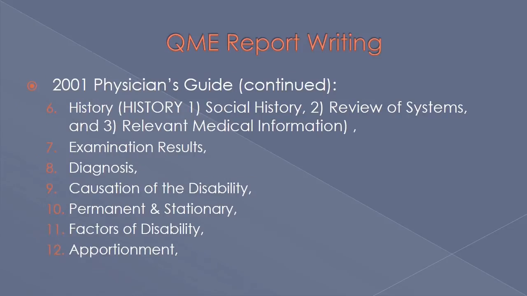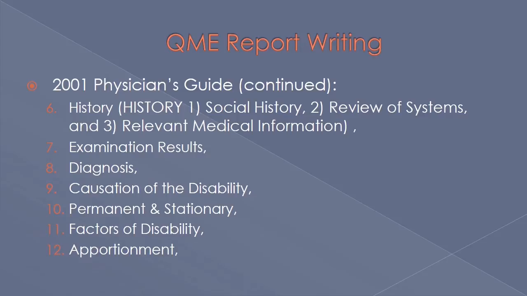They required that we have an elaborate and extensive history section that included, number 1, the social history, the review of systems, and any related or relevant medical information. Required that we have a section in our report describing the results of our physical examination, a section on the diagnosis of the current condition, a section describing the causation of the disability in those cases where disability was present, a statement as to whether or not the examinee had arrived at a permanent and stationary condition.